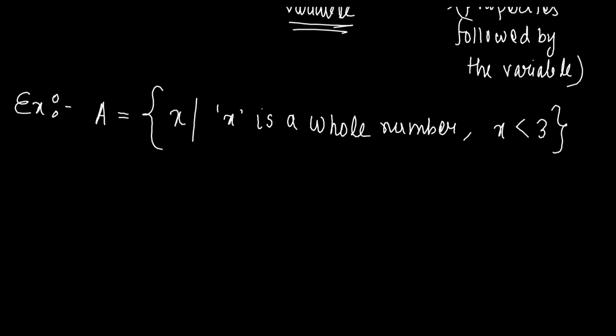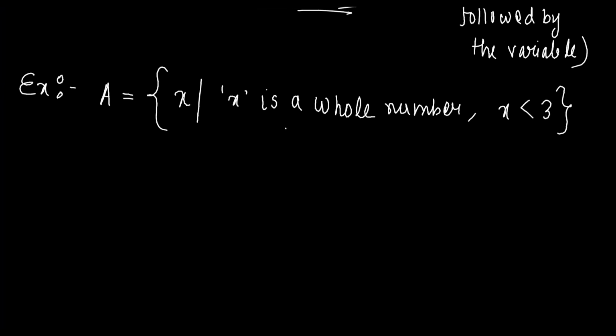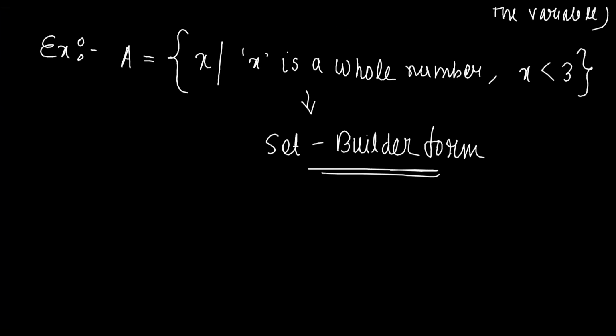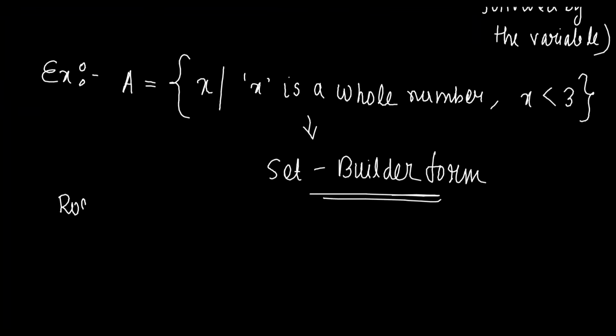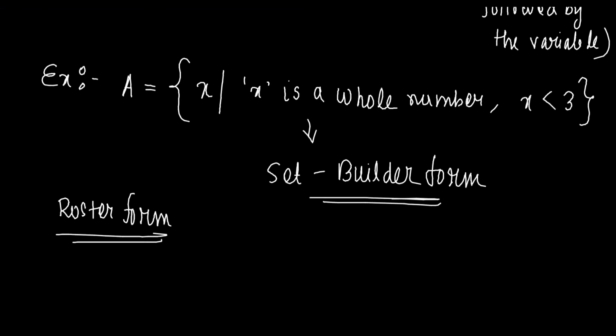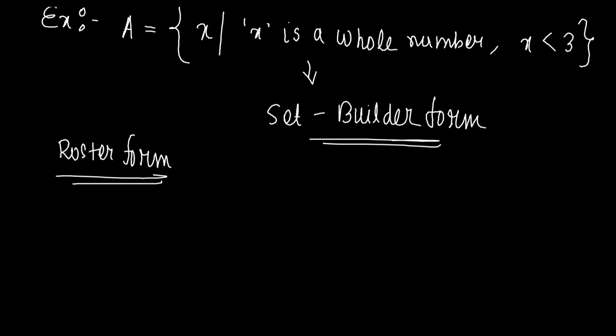Now I will represent this set in roster form. Let's see how. This is the set builder form of this set A. If I had to write this set in roster form, how will I write it? Now see carefully. It is given that X is a whole number and X is less than 3. Whole numbers start from 0: 0, 1, 2, 3, 4, and so on. Here X is less than 3, so we can take only the elements 0, 1, and 2.